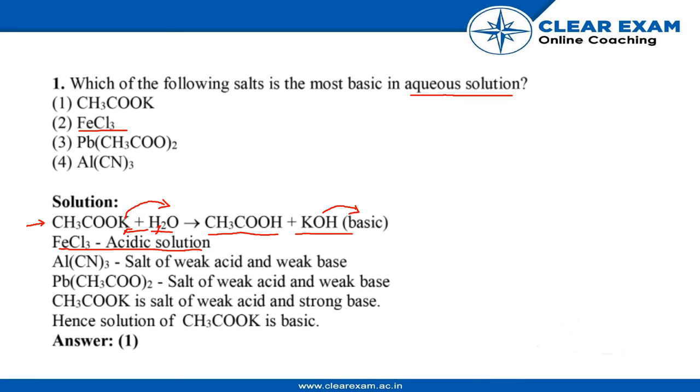FeCl3 is an acidic solution, we all know that. Now the third, AlCN3, is a salt of a weak acid and a weak base, and we all know that KOH is a basic, very basic solution. So Pb(CH3COO)2 is also a salt of a weak acid and a weak base.